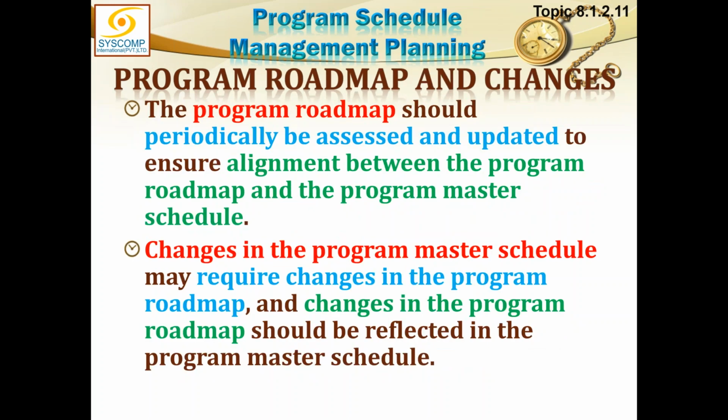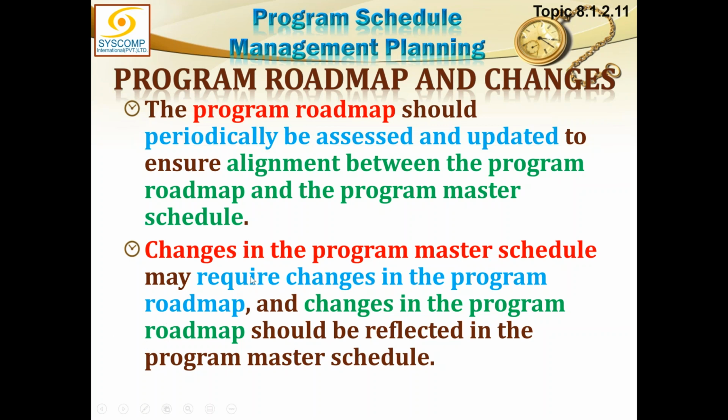Then we have the program roadmap and changes. The program roadmap should periodically be assessed and updated to ensure alignment between the program roadmap and the program master schedule. Remember, the program master schedule was a more detailed document based on the program roadmap. Now, they both must remain aligned. If there is a change in the roadmap, the program master schedule has to be updated accordingly. Or if a program master schedule has been created after some progressive elaboration, maybe the program roadmap will also have to be realigned and changes made.